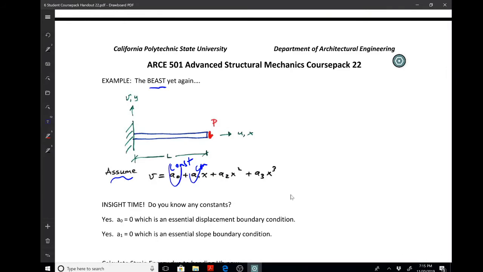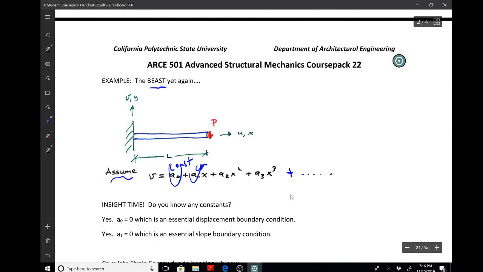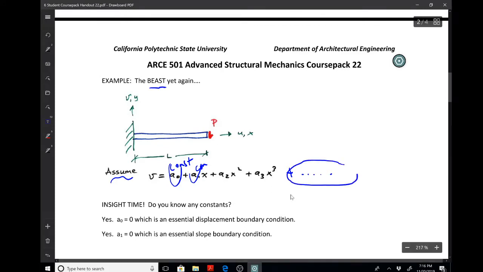What you'll find in homework as you explore this is that you could add more. You could add a4 x to the fourth, etc., etc. But unneeded terms will zero out. Unneeded terms will zero out. So that'll be a fun thing to explore later on.